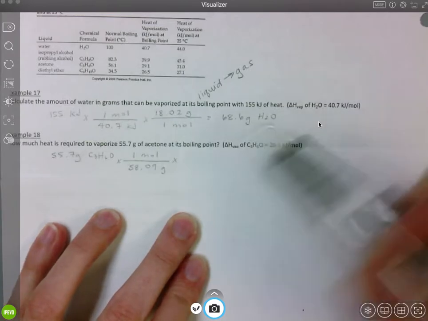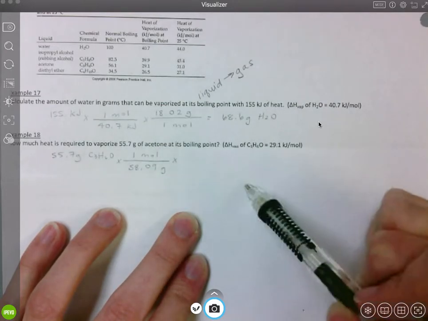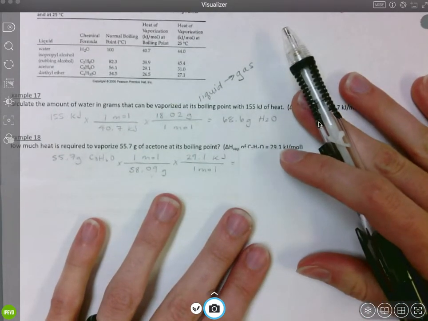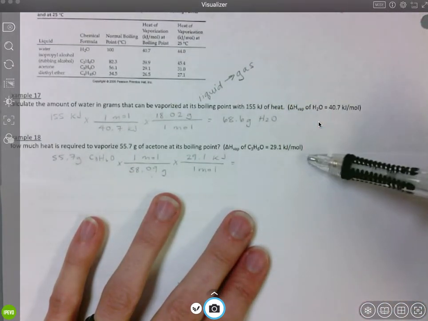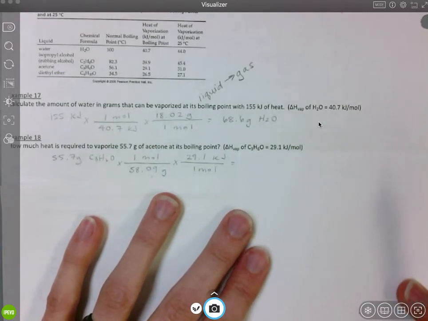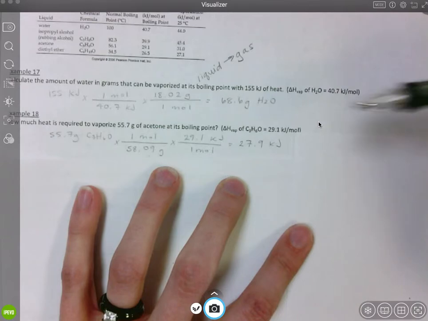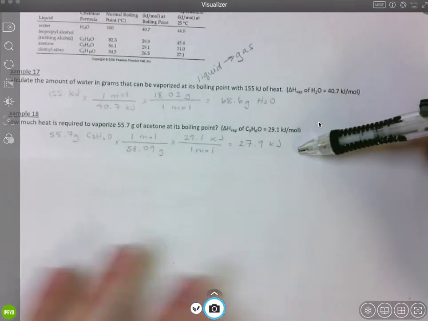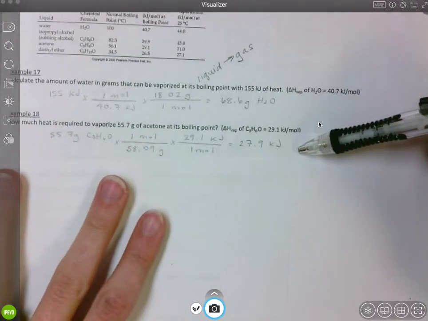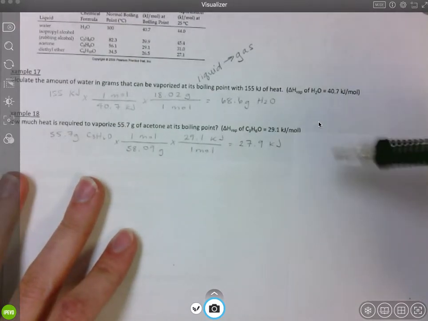And we want to go to kilojoules, how much heat? Kilojoules is a unit for heat. Moles is up top now, so we need moles on the bottom, kilojoules up top. We put the number 1 with mole because it's our unit on the bottom. The bottom unit always has an invisible 1 out in front of it. We put this into our calculator, and we get 27.9 kilojoules as the heat required to vaporize that many grams of acetone at its boiling point. So just basic conversions like we've been doing recently.